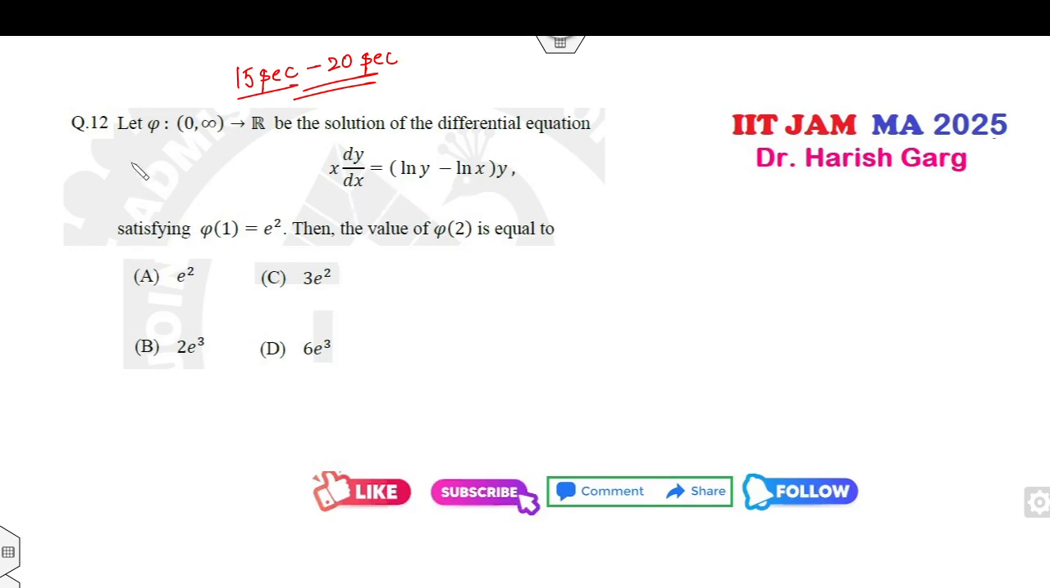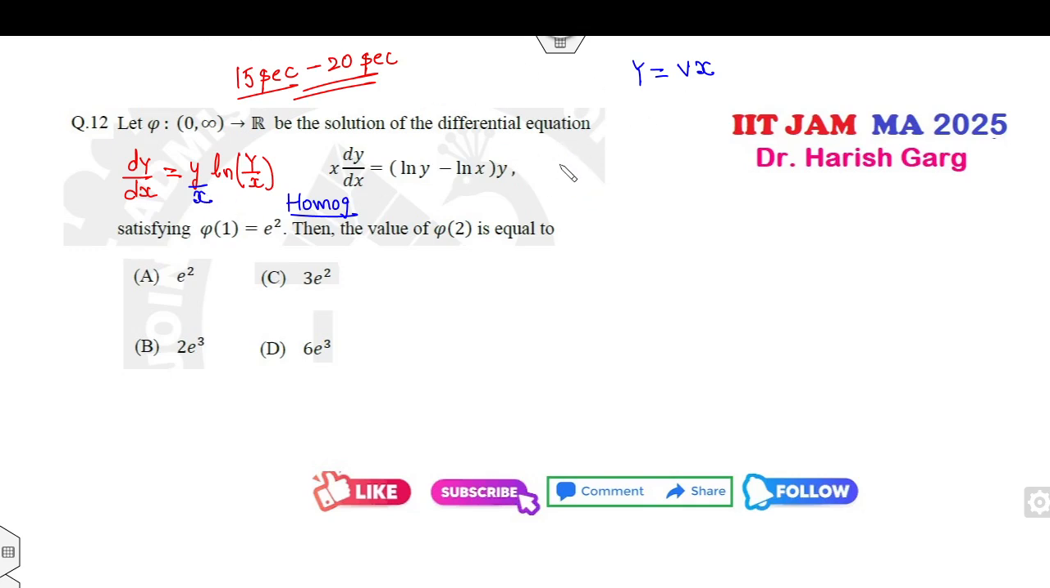First of all, you can see I can write this solution as x dy over dx equal to y ln of y over x. So clearly this system is homogeneous, and once it is homogeneous, I can substitute y equal to vx. So the left hand side, or I can divide by x on this side. So the left hand side is dy over dx.